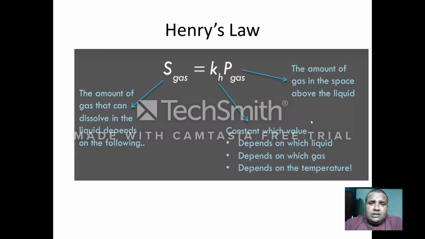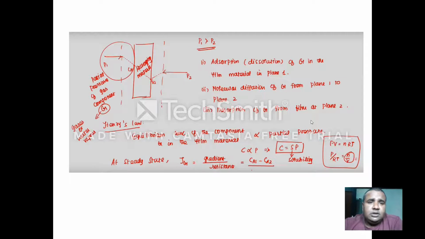To explain it, let's come to this particular handwritten note. The same thing has been shown here. This is the packaging material, and here a pressure P1 exists, and here a pressure P2 exists, and here the concentration is Ca1, and here the concentration is Ca2. So first of all there will be adsorption, followed by diffusion, and finally there will be desorption.